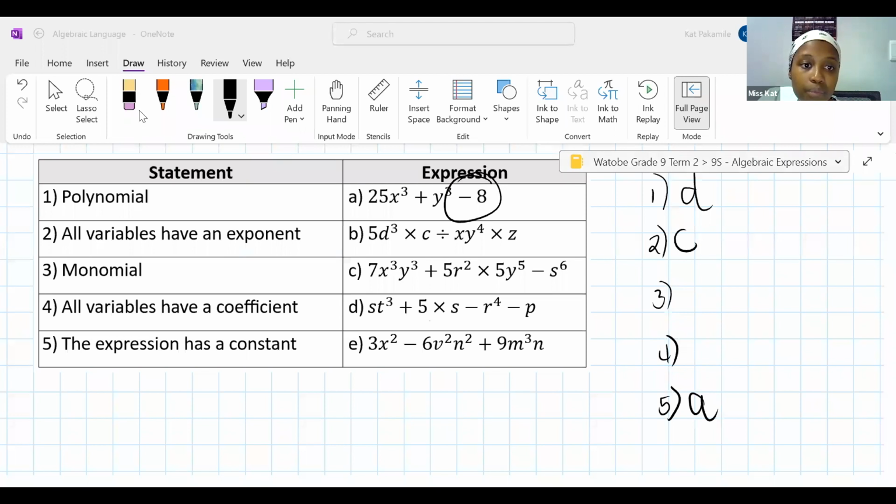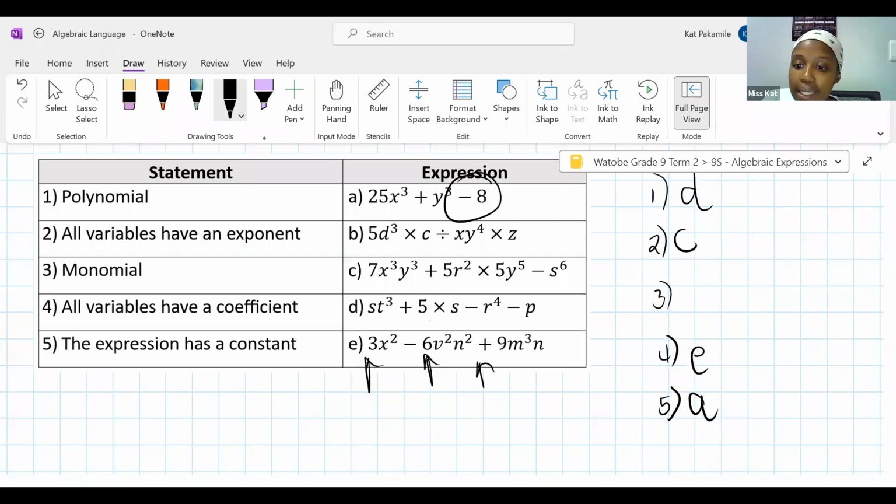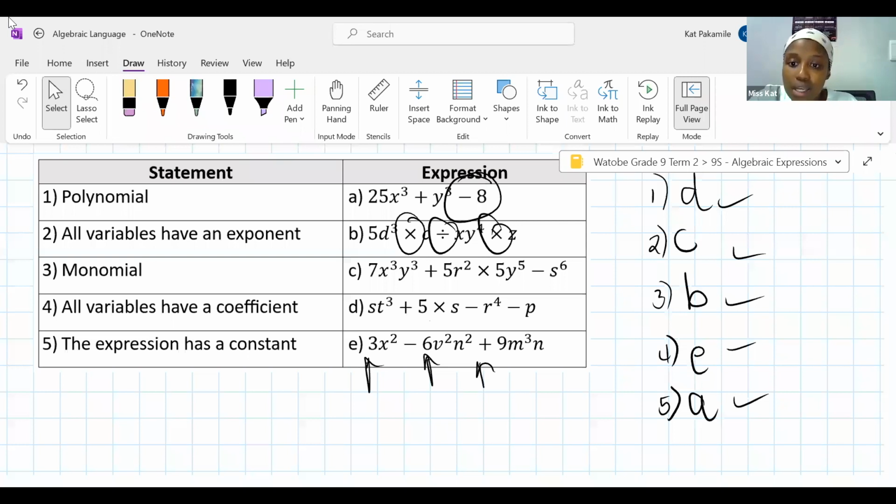Tato? Ma'am, number 4 is E. Number 4 is E. All variables have a coefficient. Coefficient, coefficient, coefficient. That's true. That will be number E. That means 3 has to be B. Let's check. Monomial. We only have times and divide, so that would be correct. Oh, what a beautiful lesson, guys. What a beautiful lesson. That would be the end of our lesson.